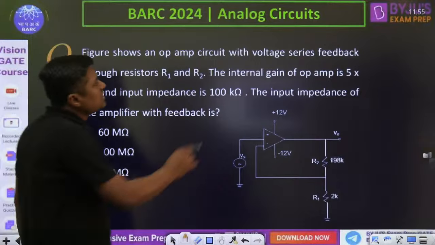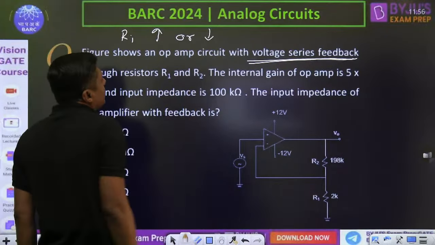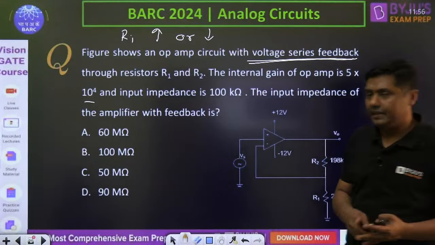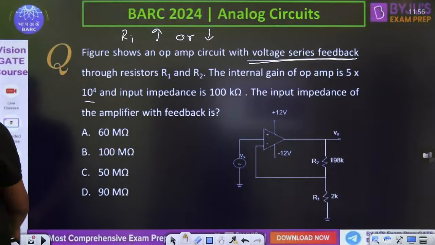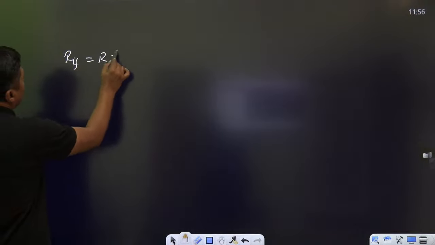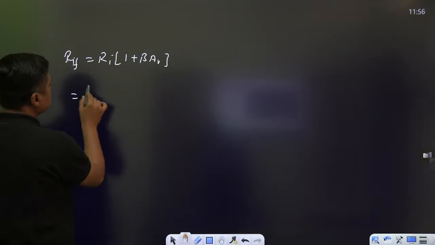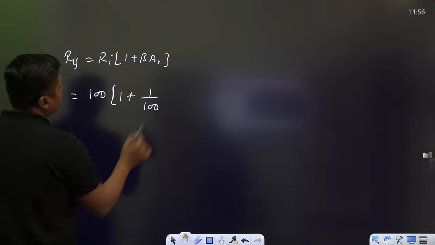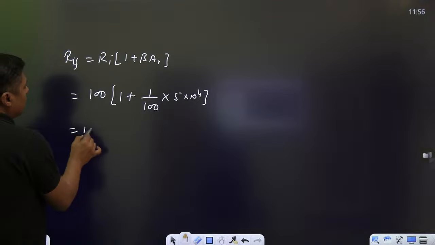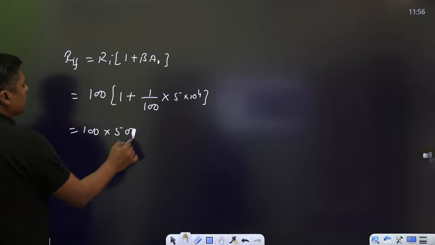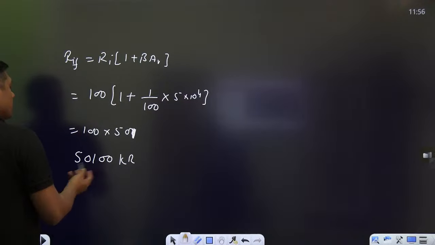So see, here voltage series feedback is applied, so tell me, in voltage series what will the input resistance be? Will it increase or decrease? What about the input resistance? It will increase or it will decrease. In a voltage series feedback, if you have the idea, then you can easily solve this. Input resistance increases, so RIF is equal to RI into 1 plus beta AV. So RI is already given here, 100 kilo ohm. 1 plus what is the beta? 1 by 100, right? And into AV, 5 into 10 to the power 4. It will become 100 into 500, nearly 501, right? And that will become 50100 kilo ohm. So what is this? Nearly equal to what?